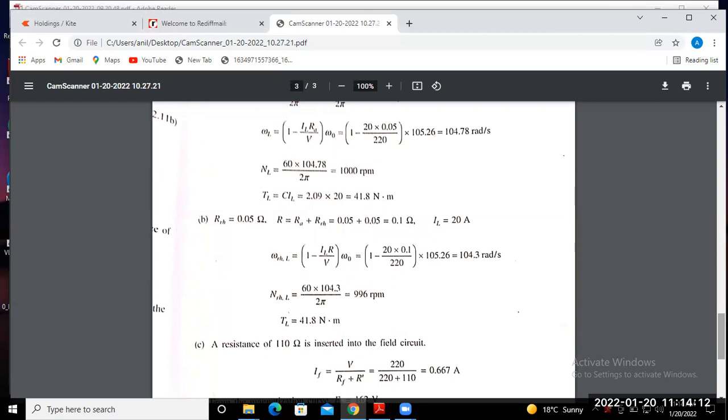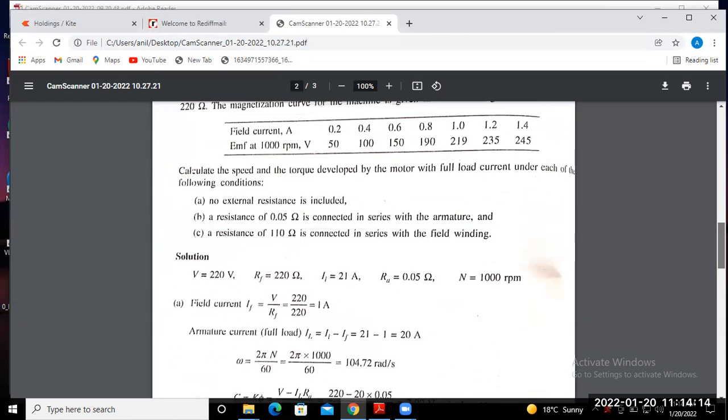In part C, you may see the statement of the problem. The resistance of 110 ohm is connected in series with the field winding. What was in part B? That means resistance 0.05 connected in armature. Okay, so you have to concern where the resistance is connected, either in the armature circuit or in the field winding circuit. Okay, so in part B, you have to connect 0.05 resistance in the armature circuit, but in part C, you require to connect 110 ohm in the field winding.